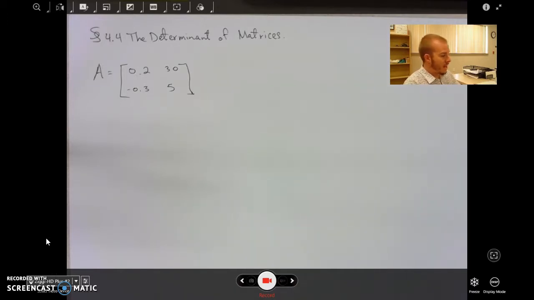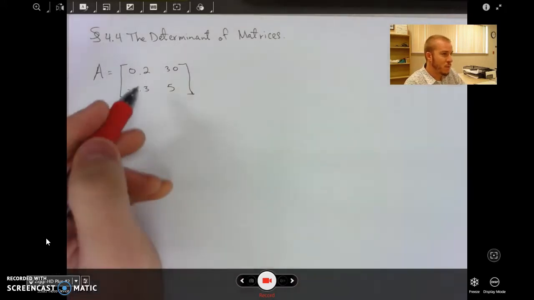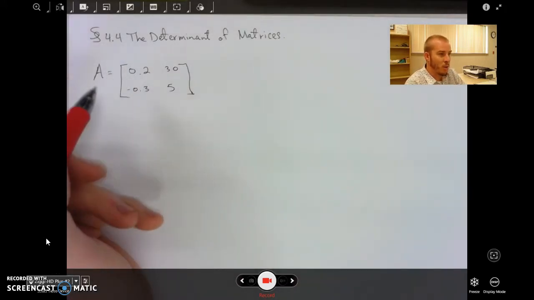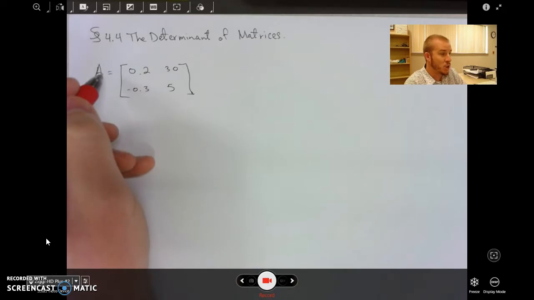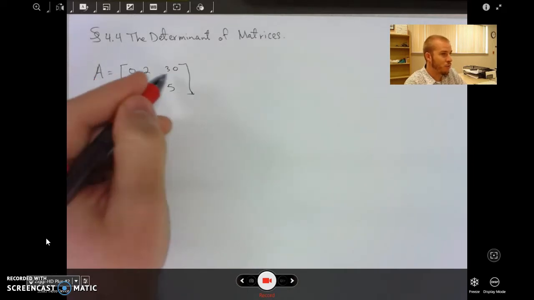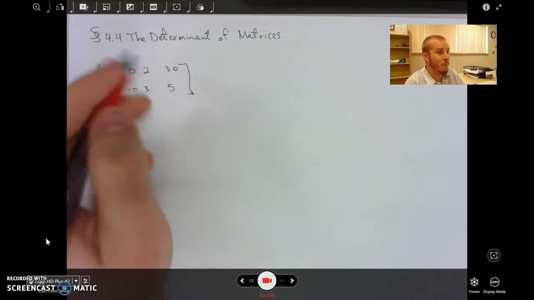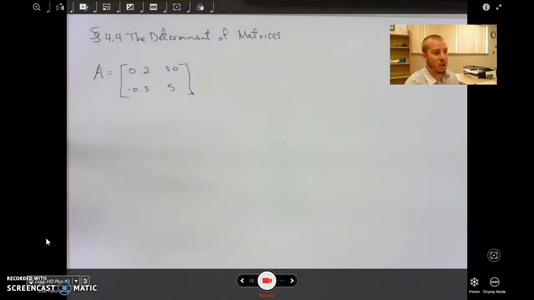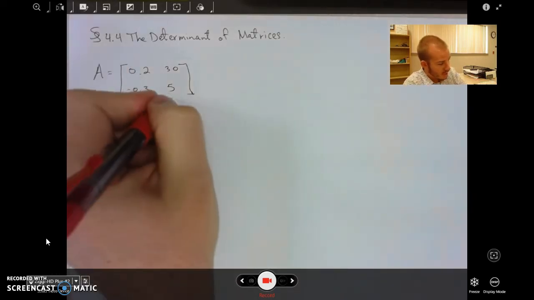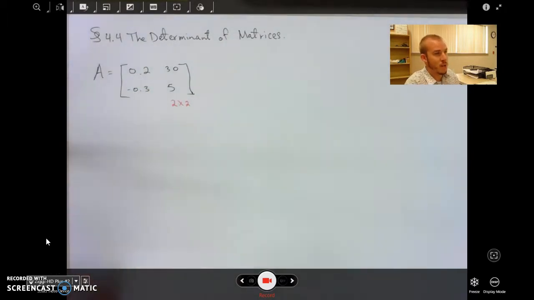Just to give you a heads up, in order to do the determinant of a matrix, we must have a square matrix. As we've said earlier, a square matrix is a matrix with the same amount of rows, 1, 2, as columns, 1, 2. So it must have the same amount of rows and columns. If you have that, then you can do the determinant of that matrix. Let's double check, and yes, this is a 2x2 matrix.